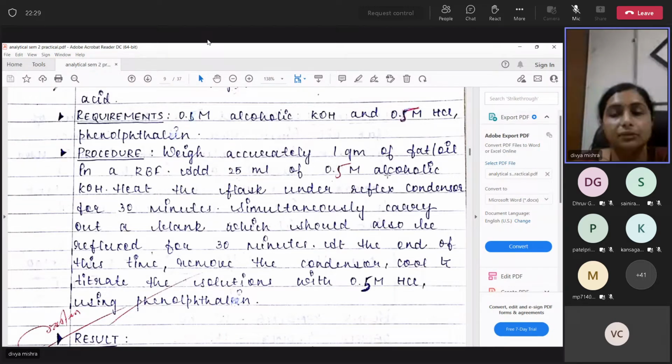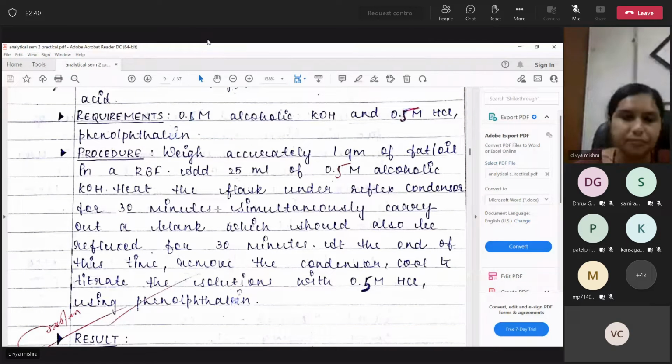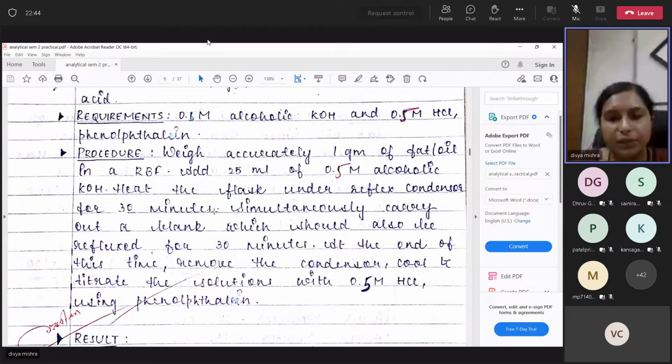Now see, this is the alcoholic KOH. That is why we will keep this under a reflux condenser for 30 minutes. We cannot give direct heat. But simultaneously, we will allow it to be under the reflux condenser, and simultaneously on the other side we will perform a blank titration.